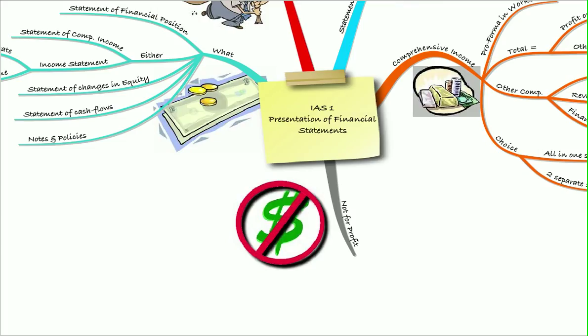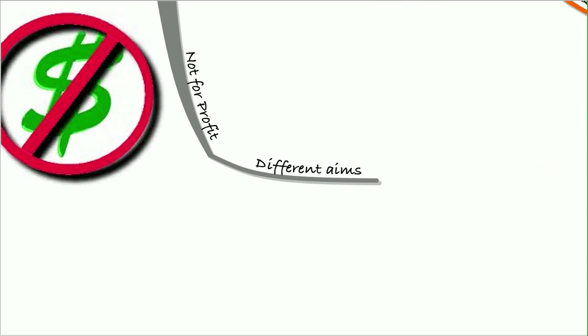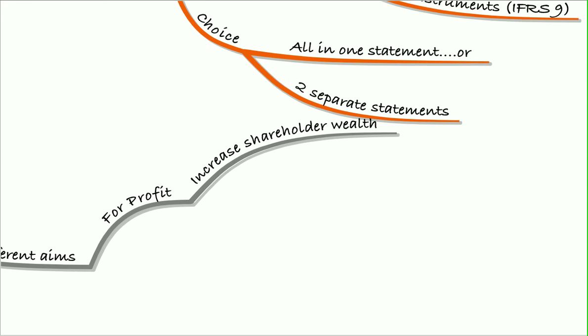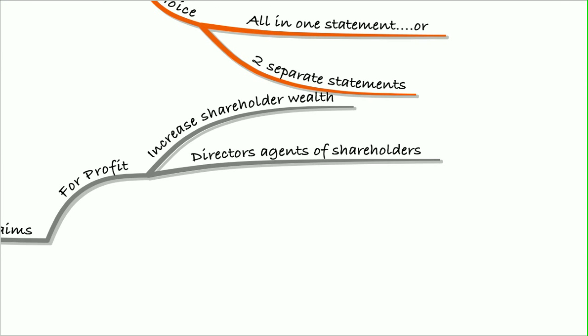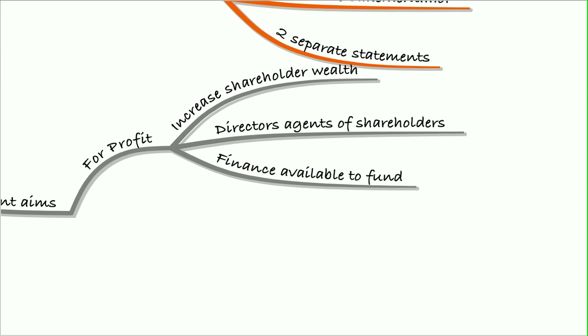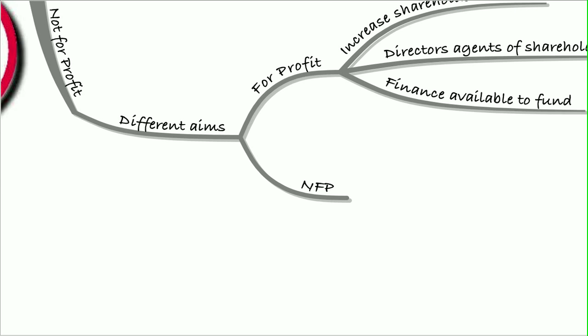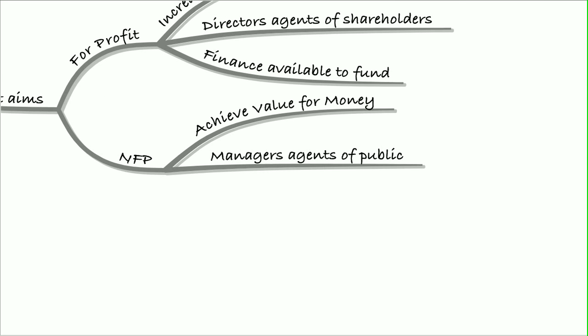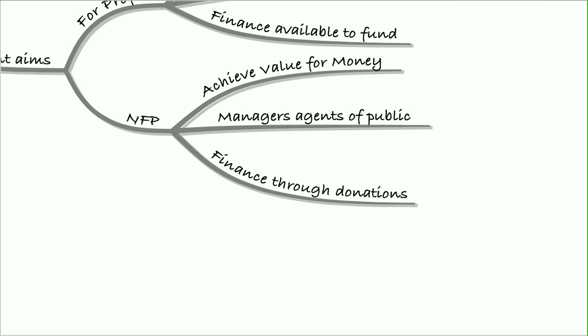Remember that for not-for-profit entities, there may be separate areas that they will be interested in. So they'll have different aims. For example, a profit-making entity will be interested in increasing shareholder wealth, and the directors will be acting on behalf of the shareholders. So they'll be interested in getting finance to fund that business. For a not-for-profit entity, well, they want to achieve value for money. The managers are the agents of the public who are providing that money, and they will be financed through donations. So the focus of them will be slightly different. So therefore, the financial statements need to provide slightly different information.